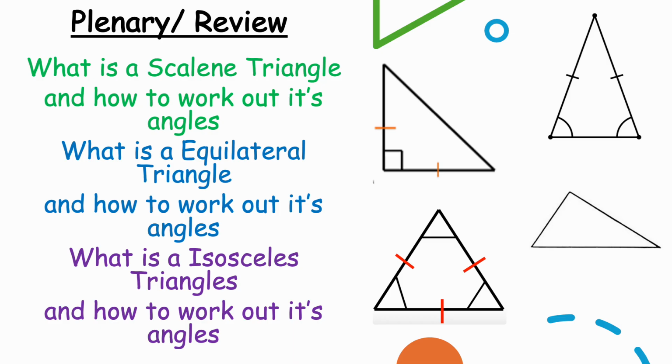In review of today's lesson, we now know what a scalene triangle is and how to work out its angles. We've also shown what an equilateral triangle is and how to work out its angles. And finally, we have shown what an isosceles triangle is and how to work out its angles.